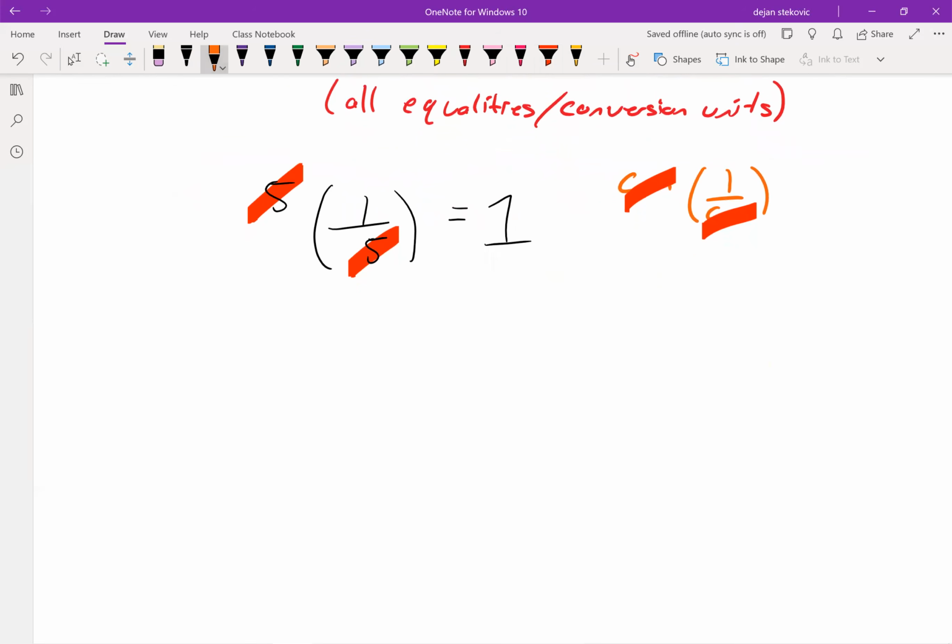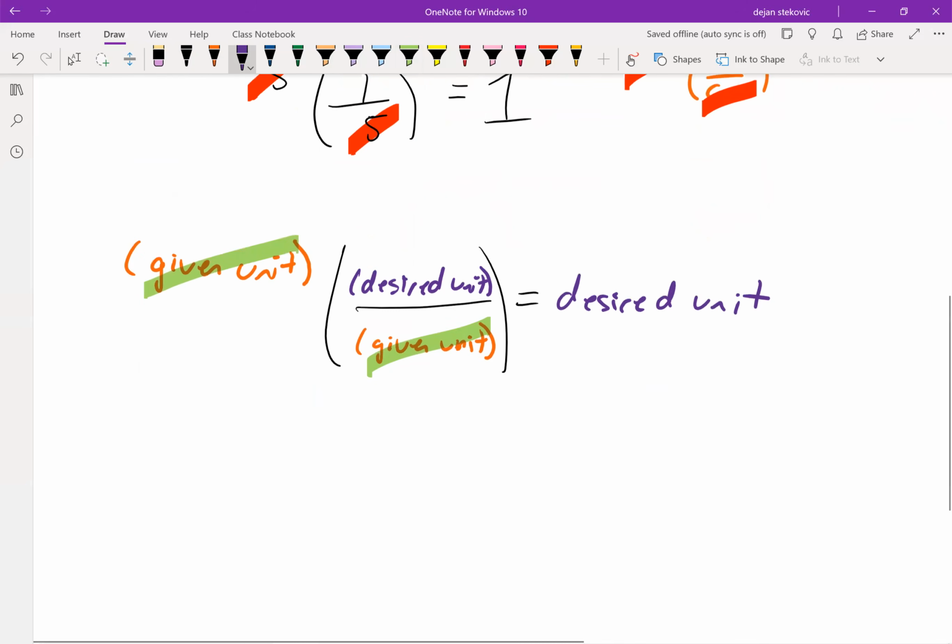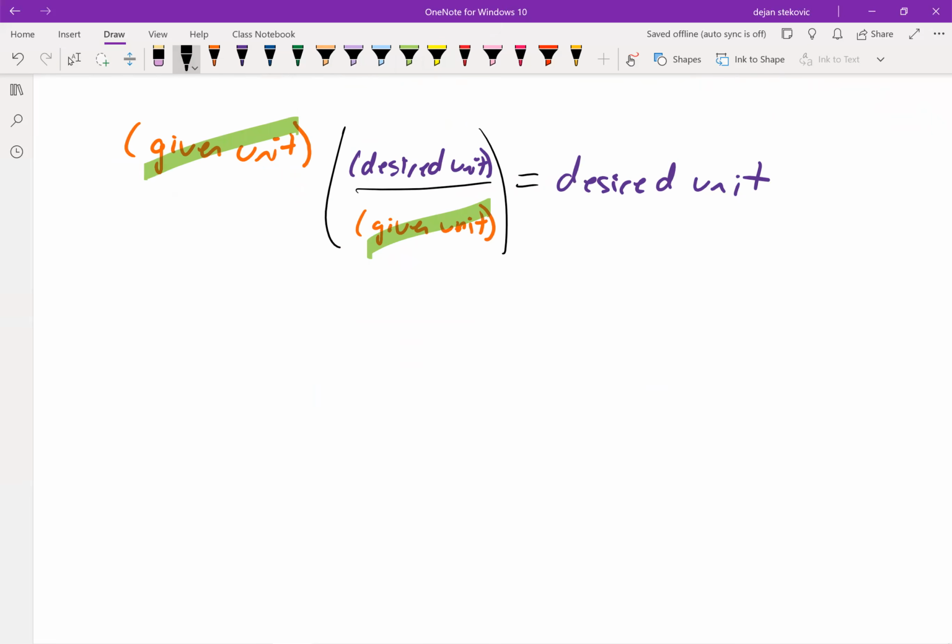It's really that simple. All you're going to do is have a given unit, and then you're going to multiply that by your given unit over top of your desired unit. Then your given unit and given unit will be canceled out, and you'll be left with your desired unit. So it's all just about identifying them and then putting all the pieces of the puzzle together in a nice, easy to follow way.